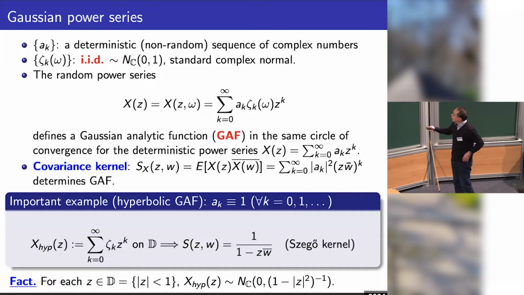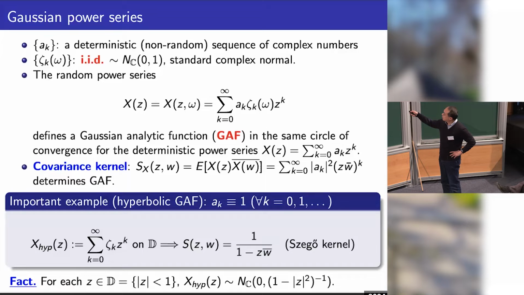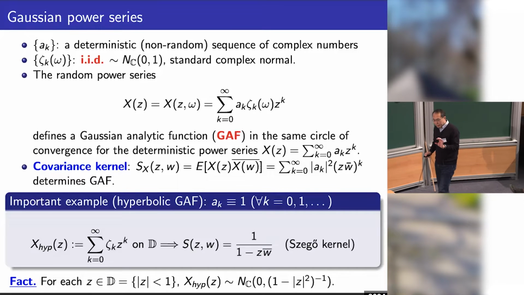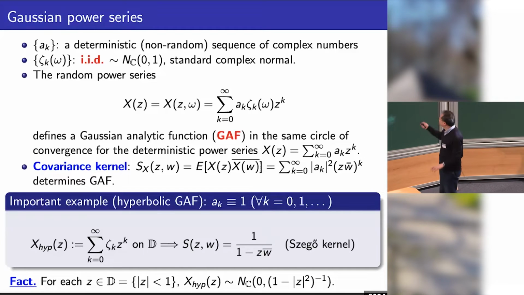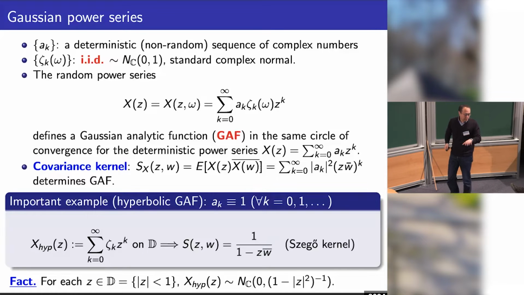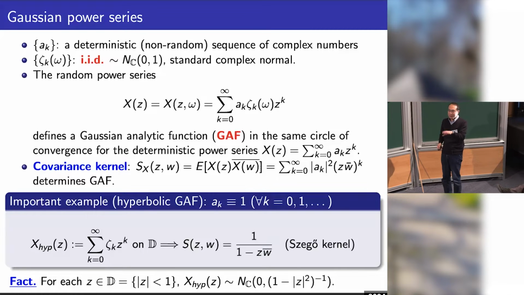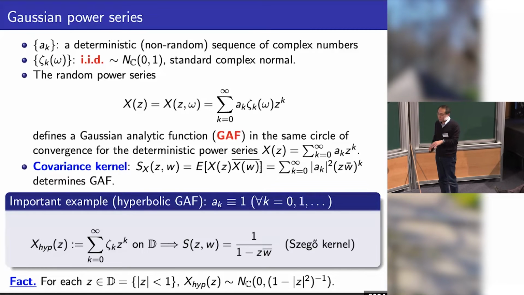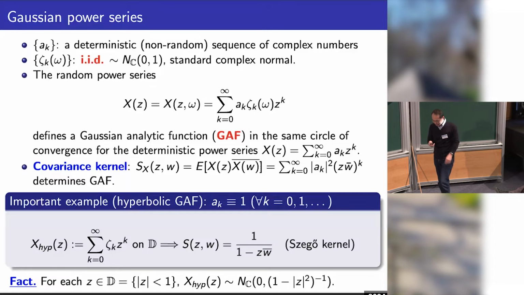Okay, and also this is a covariance function. If you fix z, then this is complex normal with variance something like this. So if you approach the boundary, then this diverges, so this random function oscillates very fast, and maybe you have many zeros near the boundary.